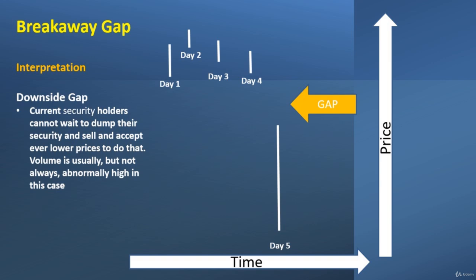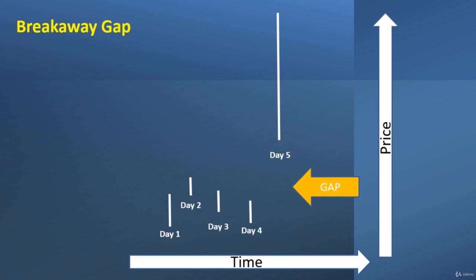The other way of looking at a breakaway gap, of course, is a downside gap. And what that means is that current security holders want to get out of it. They want to dump this security and sell it, and they're even willing to accept lower prices to do that. They're willing to go even lower than whatever was the low of the range the previous day. They just want out. And volume, again, is usually, but not always, abnormally high in this case as well. Again, there's some kind of event, something's happening, and there's a mass movement either up or down. In this case, this would be a downside breakaway gap where there's been a significant move to sell the security. So either way, you're looking for these gaps, and you're looking for these significant moves for a breakaway gap, as opposed to other gaps we're going to learn about.